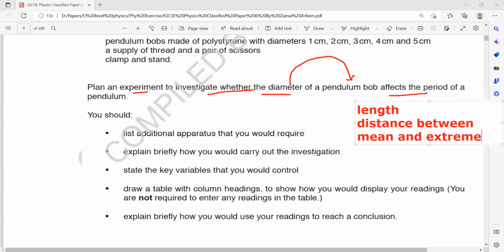What else? Air current surrounding, wind or air current. Can it be the same length of stand? Yeah, that is the same idea. The length I mentioned here, it's the same thing. Then the number of oscillations.